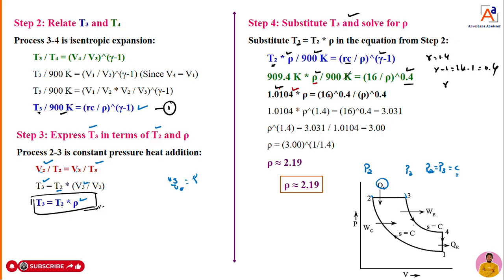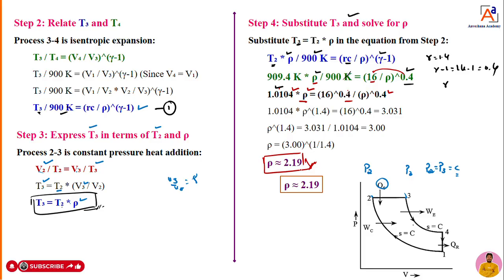1.0104 into rho is equal to 16 to the power of 0.4. The power is going to apply for 16 as well as rho. Do the simplification. You can see at the left hand side and right hand side, the only unknown is rho. Do simplification, you are going to get the rho value as 2.19.